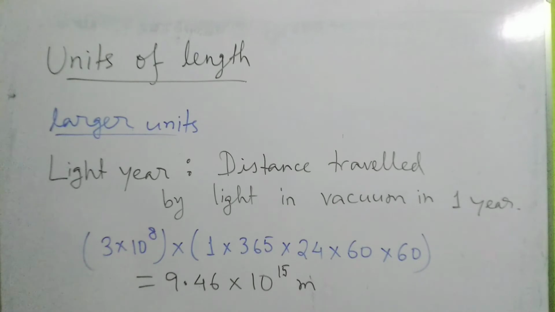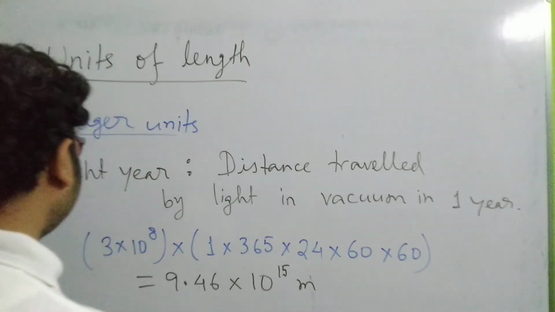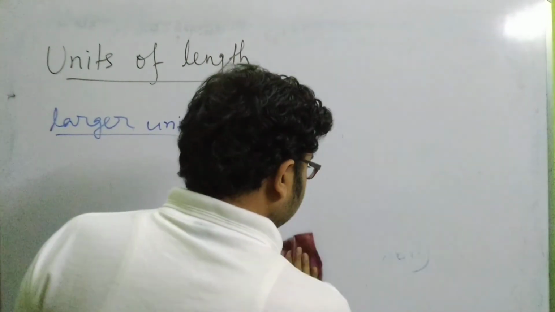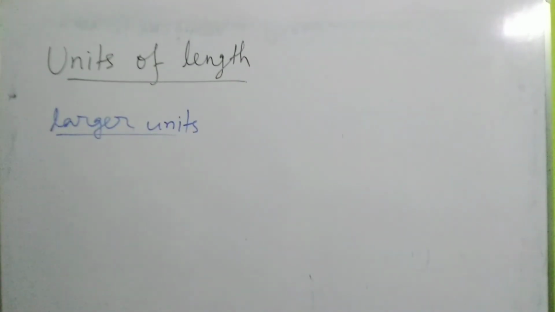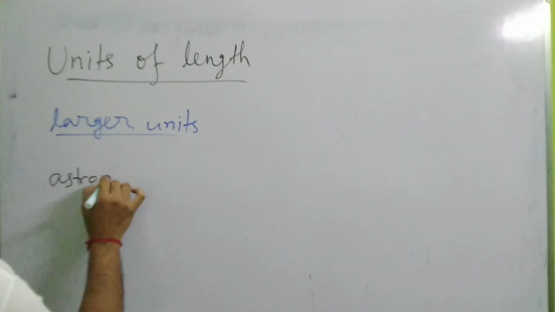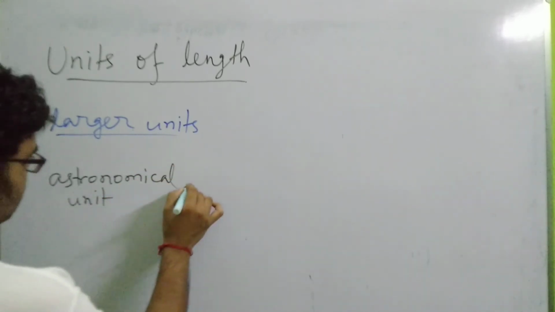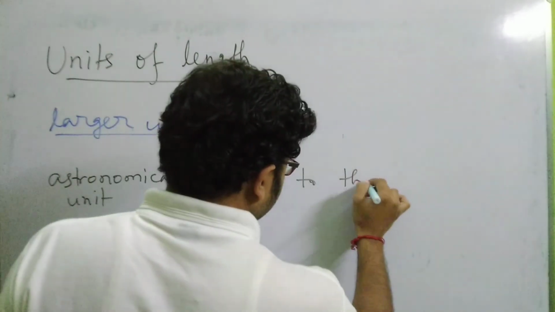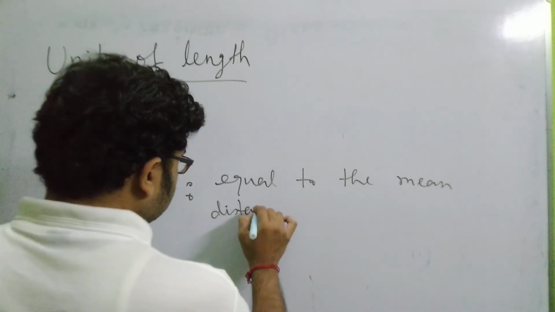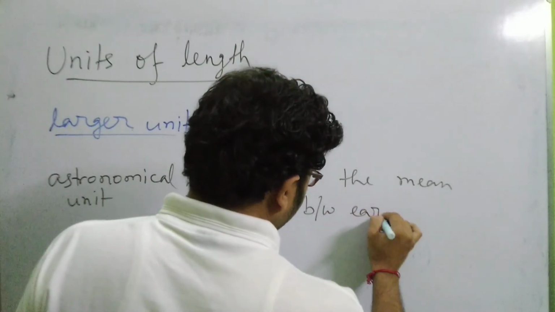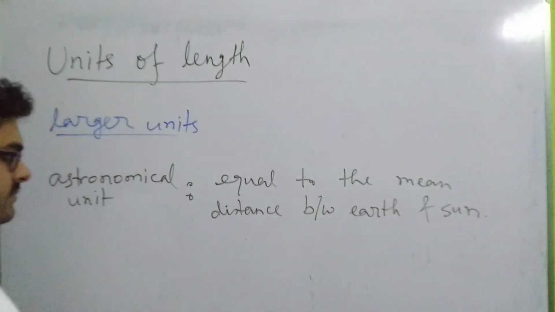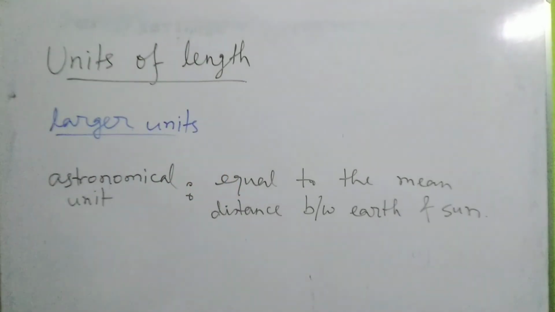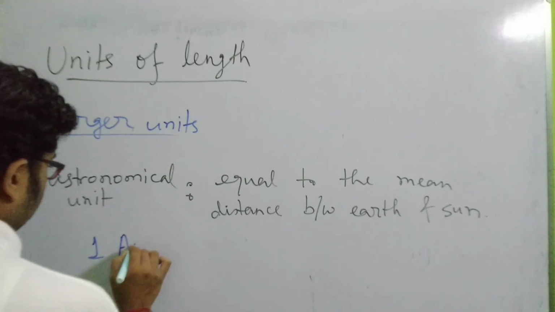What is the definition of astronomical unit? It is the mean distance between the earth and sun. You have taken down the definition of light year. So astronomical unit is equal to the mean distance between earth and sun. It is denoted by the letters AU. So 1 AU is written like this.